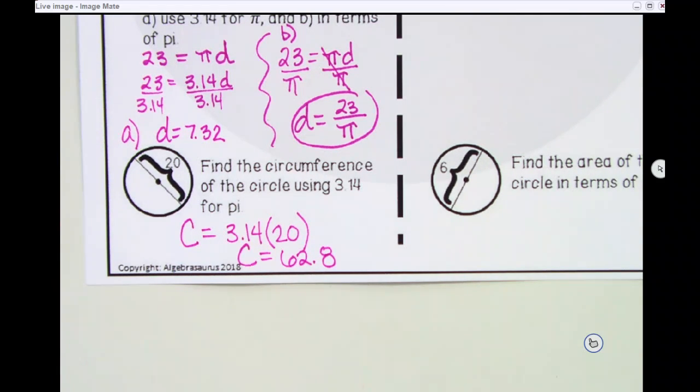Is this feeling like a trip down memory lane? No. Not at all. A little bit. It was a good refresher. Feels weird because I never used pi. Never used it in math equations.